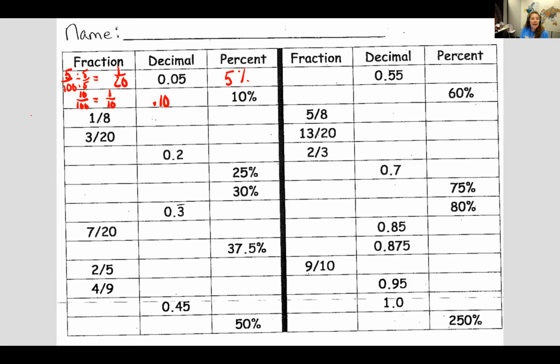All right, 1/8. I'm going to divide 1 by 8. That's equal to 0.125. And when we move our decimal to the right 2 places, I get 12.5%.